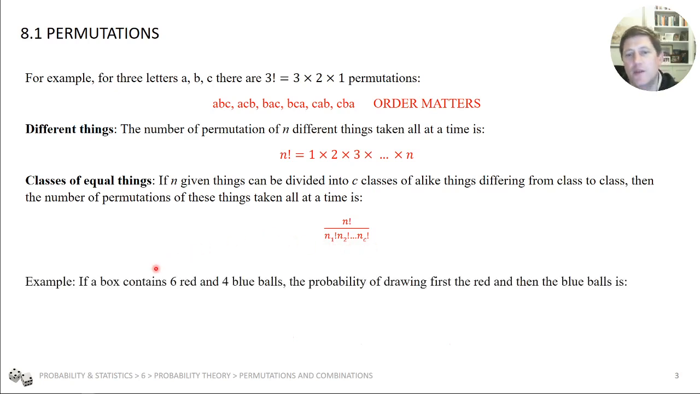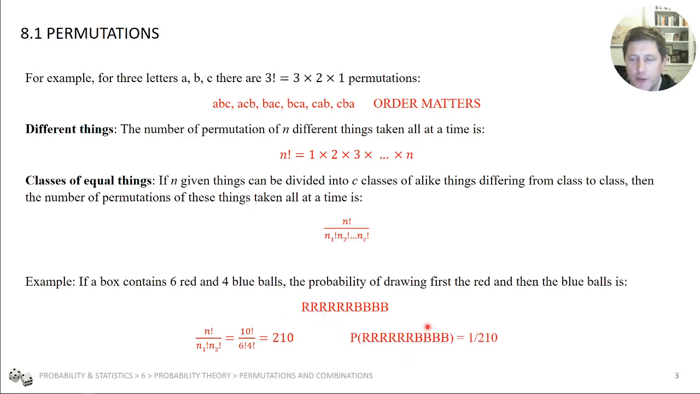So for example, if you have a box with 6 red and 4 blue balls in it, what's the probability of pulling the balls out randomly in this particular order? All the red ones first and then all the blue ones after. We can work that out now because we know that there are 6 plus 4 is 10 balls in total, so n is equal to 10. And there are 2 classes, red and blue, and there's 6 in one class and 4 in the other. So we can work out how many different ways there are of pulling those balls out of the box. There are 10 factorial divided by 6 factorial times 4 factorial, and that's 210 ways of doing it. And how many ways are we interested in? Well, we're interested in just one particular way. So the probability of withdrawing the balls in that order is 1 in 210.